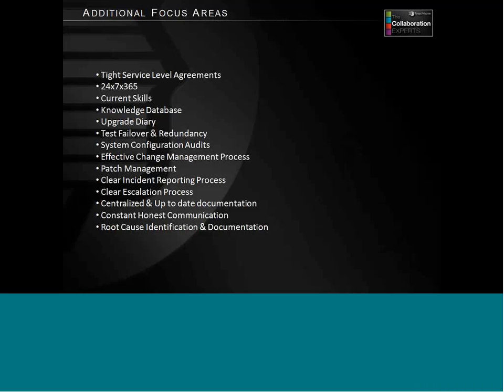The next is testing failover and redundancy. Companies don't do that enough, and obviously it's key, and so testing it at least every 6 months we think is fundamental in your management plan. Auditing your configuration is key. I'm starting to rush because I realize I'm rambling on a bit. I've used up a lot of the time, but system configuration audits are key.